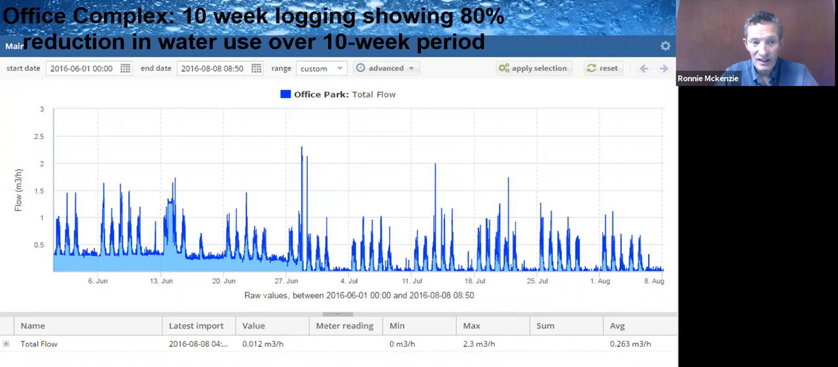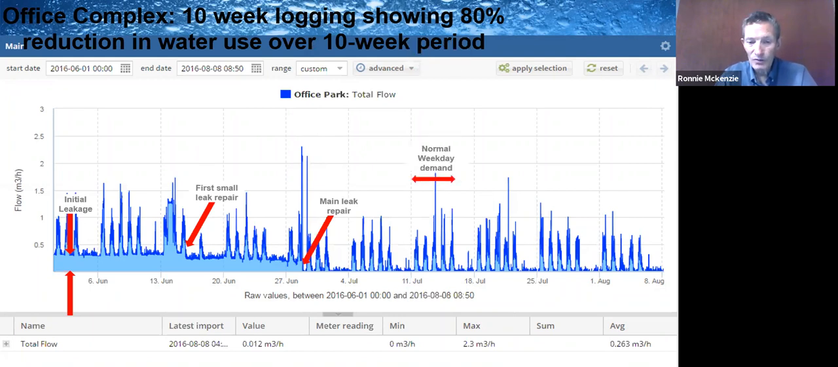It was nice and stable. That's our initial leakage. We did go in and we found the first leak. It was a small one. Generally, it's normally more than one leak. We found the first one there and then the second one there. After we found the second one, we got back onto a normal 0 leakage office complex.